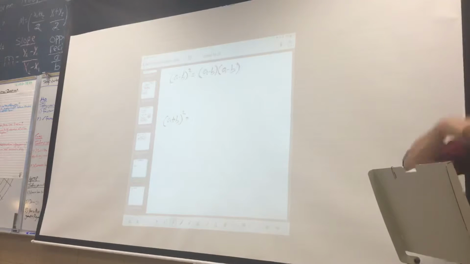If I go through and FOIL this, first term times first term, that's a squared. Outer terms, that's negative ab.